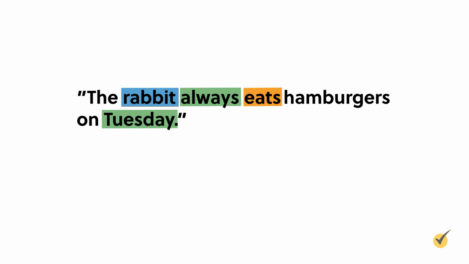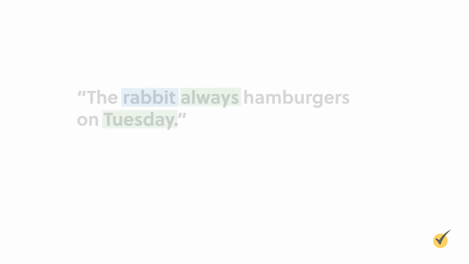An easy way to identify a fragment is to assess whether the reader would be left with any questions about the meaning of the message being conveyed. Going back to our previous example, if we take away the verb eats, we would be left with the following fragment. The rabbit always hamburgers on Tuesday. As you can see, this leaves out some vital information. What does the rabbit do with the hamburgers on Tuesday? Does it eat them, make them, steal them? Without a clearly defined verb for our predicate, we're left with this important question.